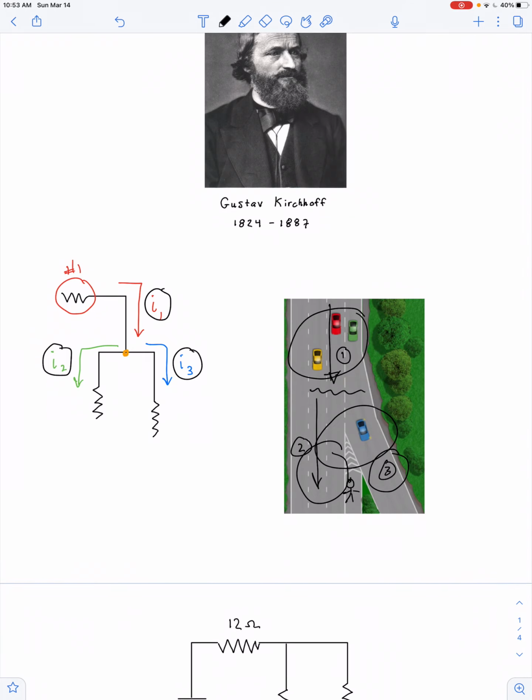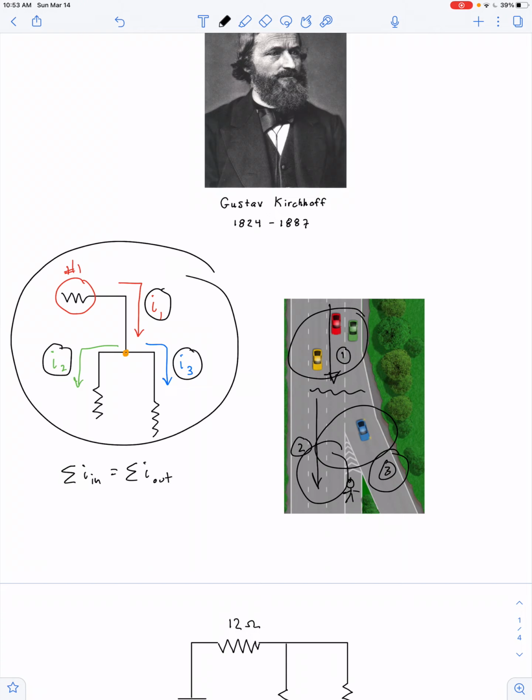So, Kirchhoff's junction rule: the total amount of current in equals the total amount of current out. If I were to apply it to this specific example, we would say I1 is equal to I2 plus I3. It's really that simple.